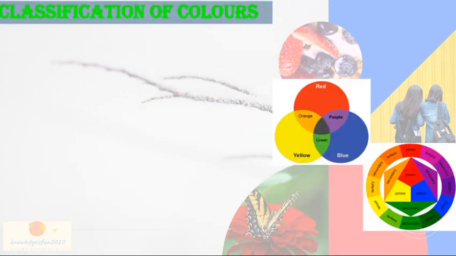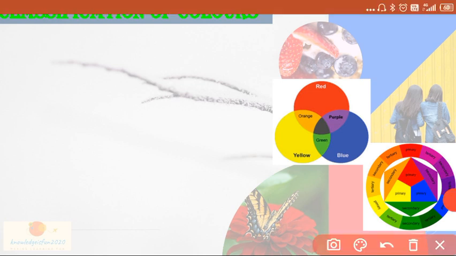The classification is clear. The first classification, that was the primary, secondary and the tertiary colors. I have put this picture. Here you can see all the colors. First you have the primary colors, you have 3 primary colors, then you have the secondary colors.